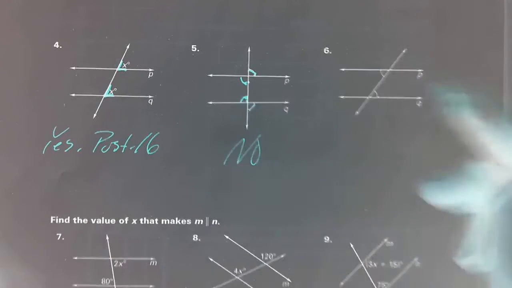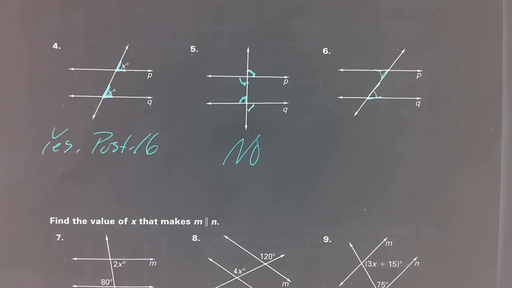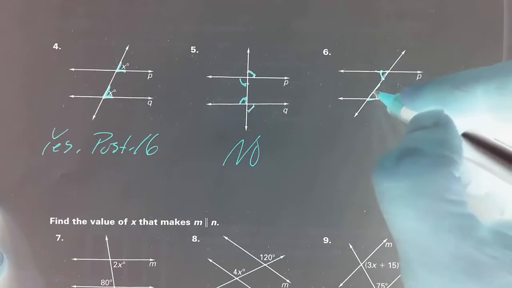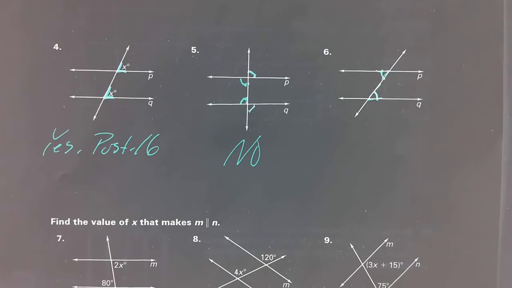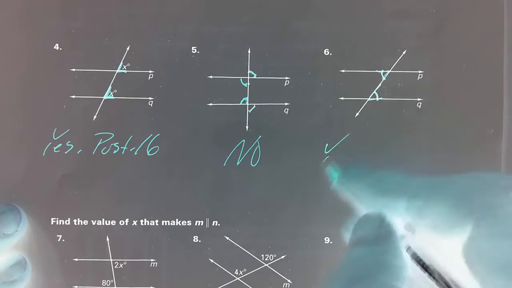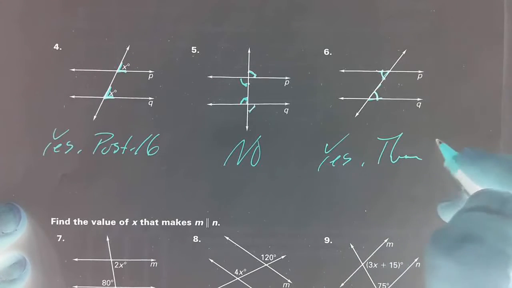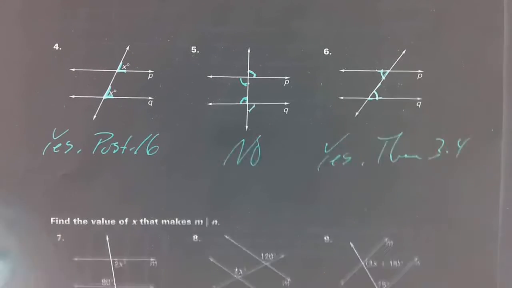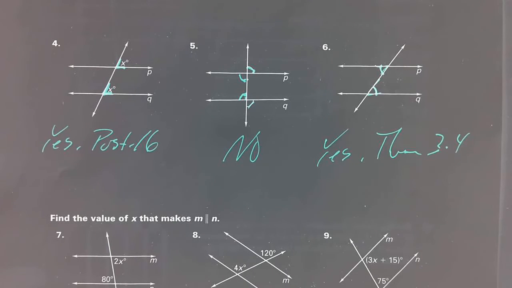What kind of angles do we have in number 6? They are congruent. I don't know what they measure, but I do know they're congruent. So can I say the lines are parallel? Yes, by theorem 3.4. Not yet. It's coming though.